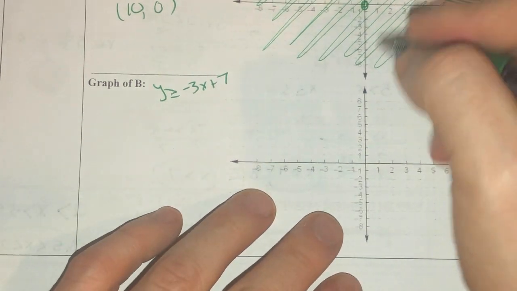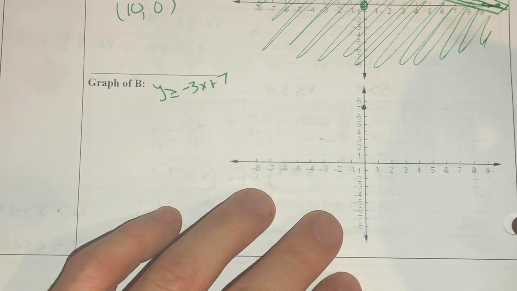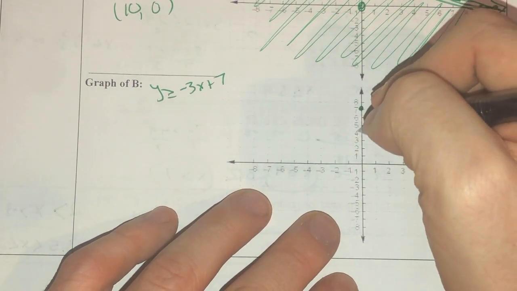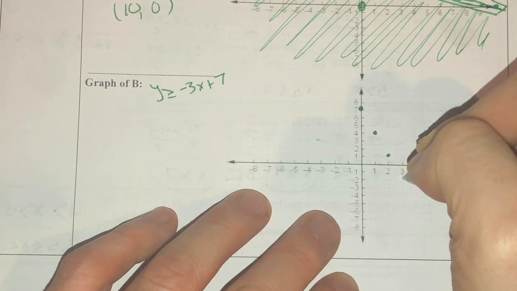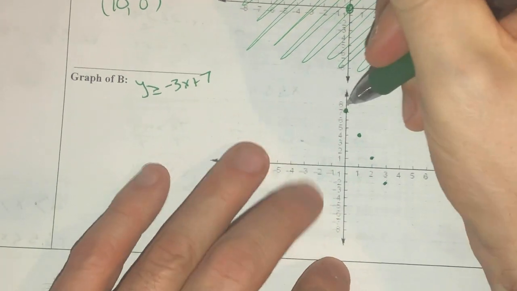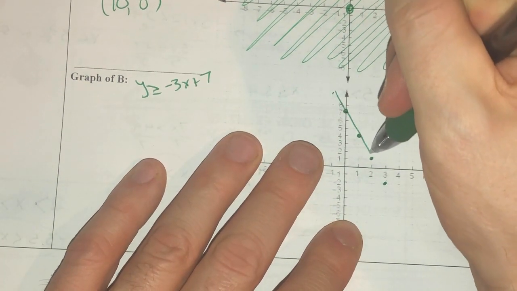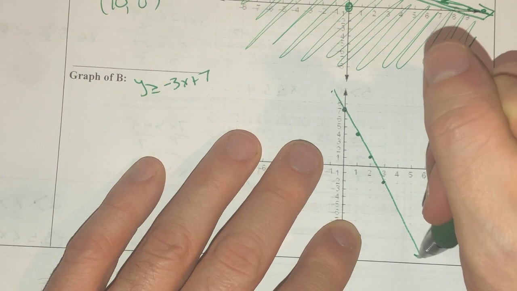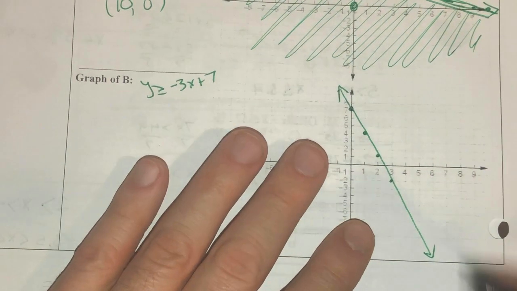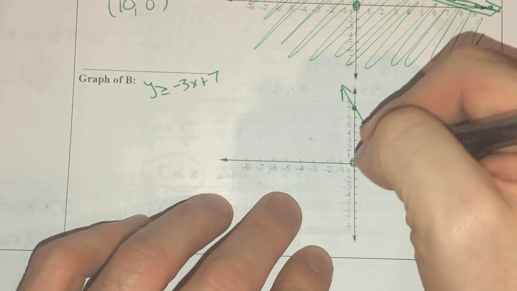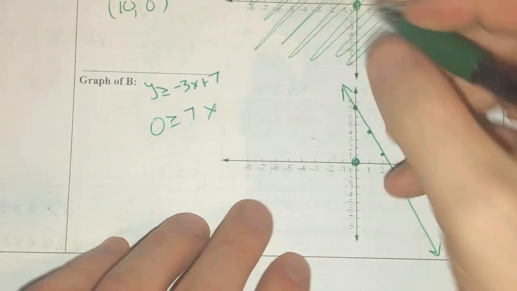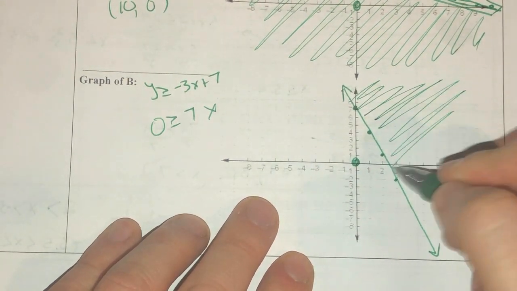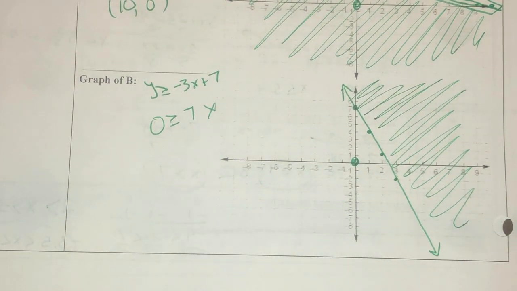y is more than or equal to negative 3x plus 7. So I'm starting with 7. This is in slope intercept, so I'm going down 3 over 1, down 3 over 1, down 3 over 1. Okay, graphing it. Okay, putting my test point on. I get 0 is more than or equal to 7. Is that true? No. So in this one, I'm shading above. Nice, that one came out a little bit better.